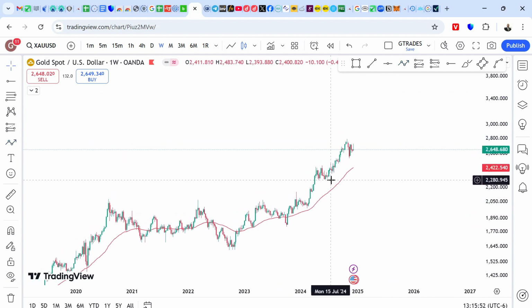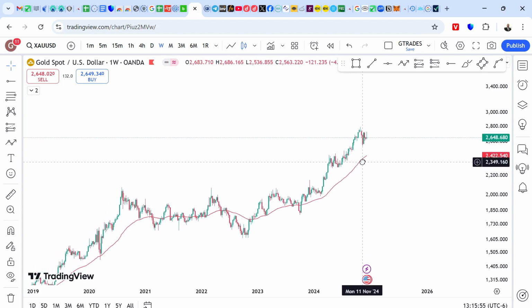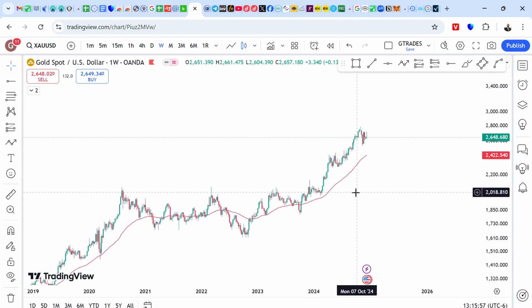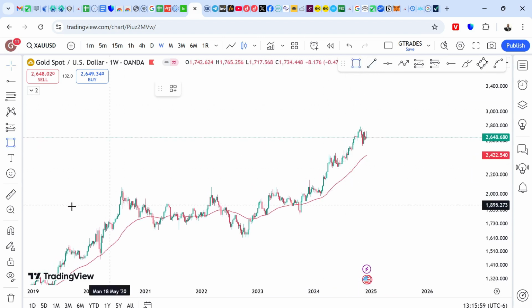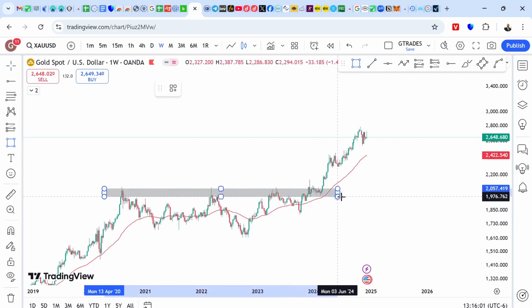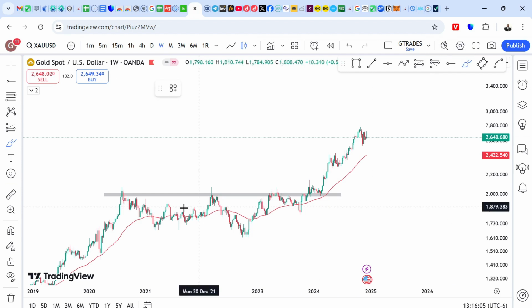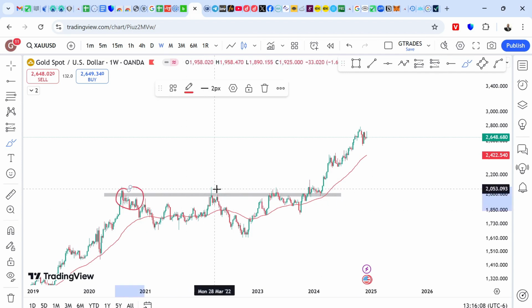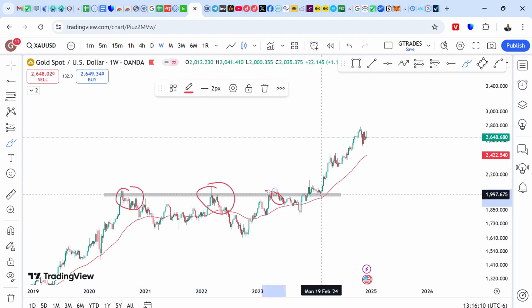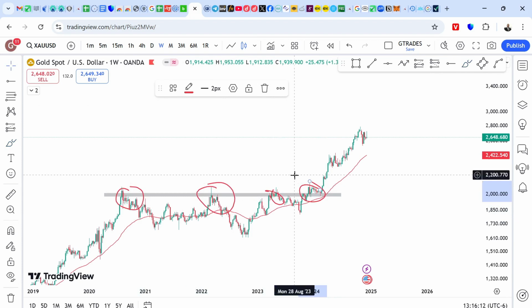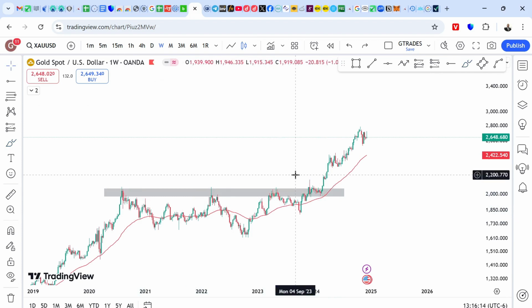Now, this is where you want to use your tools. But before that, you want to look at the key levels where the market has respected. You will see that the market respected these key levels. And what are key levels? Key levels are areas where price gets to and respects. These are areas where price has been before and price respected.